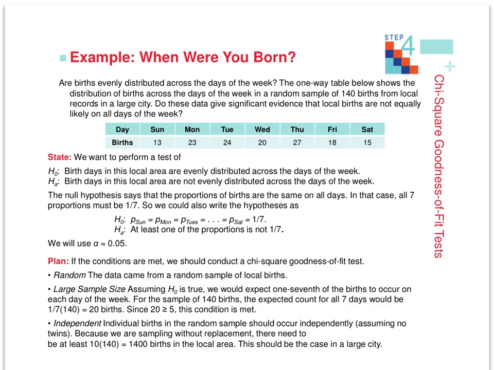The data came from a random sample, so check. Large sample size: if the null hypothesis is true, all of the expected counts here would be 140 divided by 7, or 20, because there are 140 births that they calculate up here. So 20 is greater than or equal to 5, so it meets the large sample size condition. And then independent: since there are 140, you times that by 10, there's going to be more than 1,400 births in this local area, since it's a large city.